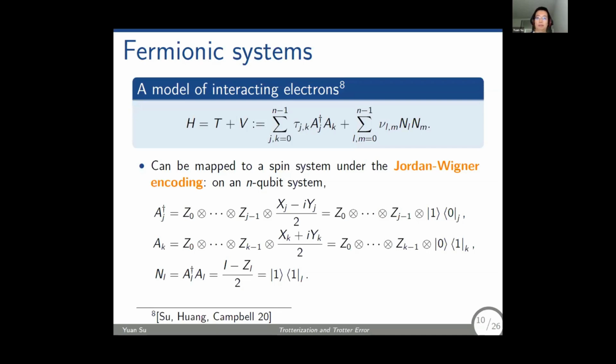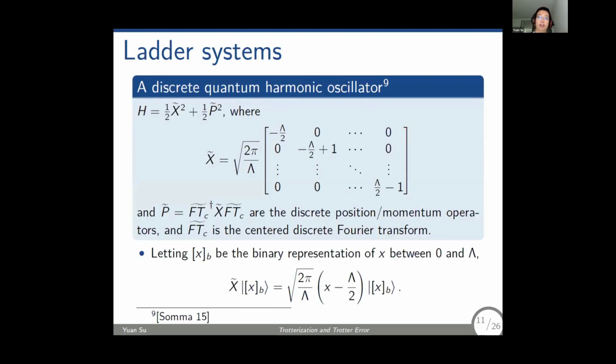Okay, so another example that we can look at is simulation of ladder systems, or maybe interacting bosonic systems. Well, a simple model that we can consider is a simulation of a very simple Hamiltonian. It's a quantum harmonic oscillator, for example, studied in this previous paper by Rolando Soma. Well, in this case, your Hamiltonian consists of two parts.